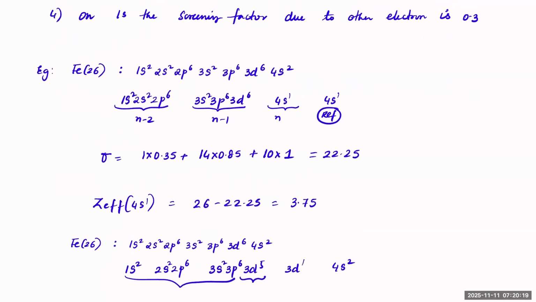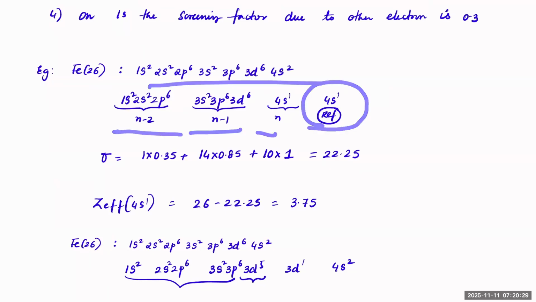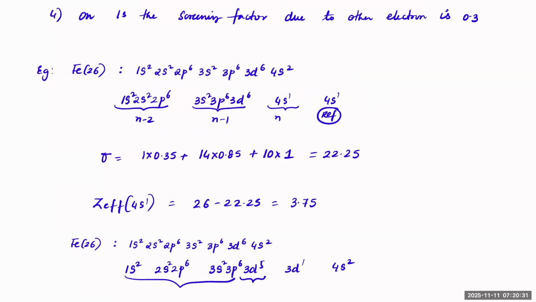Next, you can notice this part here. Iron, what is the configuration? If you have n minus 2, n minus 1, and n, see, if this is a reference element, correct? So this would be nth orbit electrons. This would be n minus 1. This will be n minus 2.